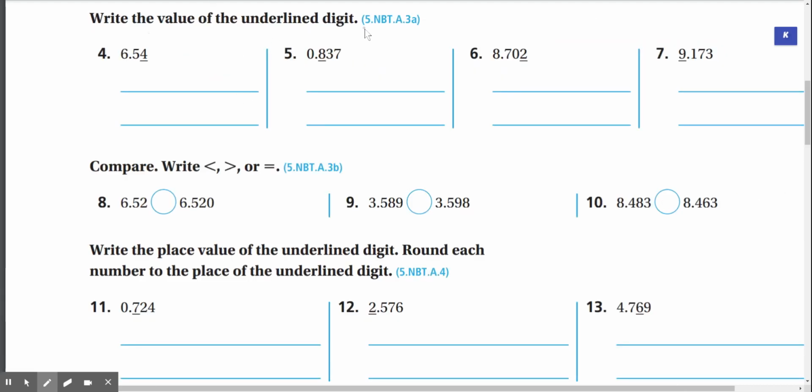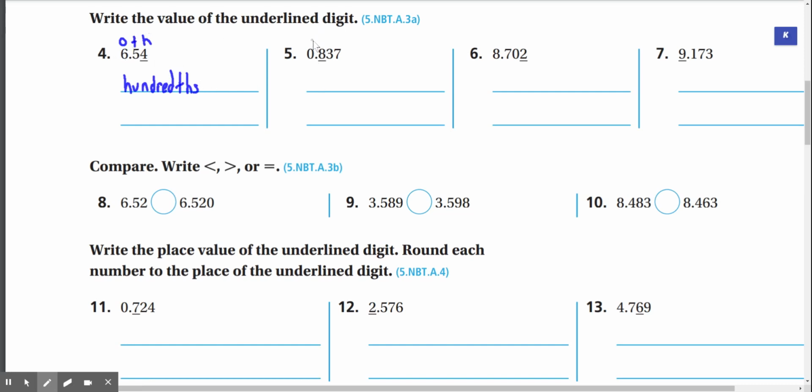Write the value of the underlined digit. Number 4, 6.54. We got 6 in the ones place, 5 in the tenths place, and 4 in the hundredths place. Well, the underlined digit here is 4, and 4 is in the hundredths place.